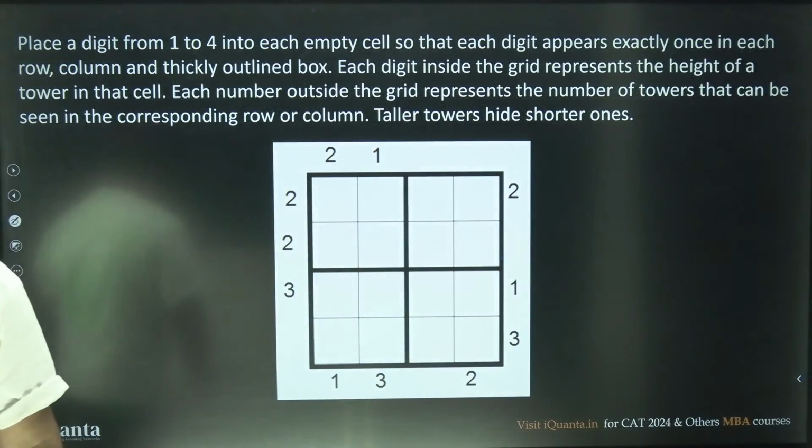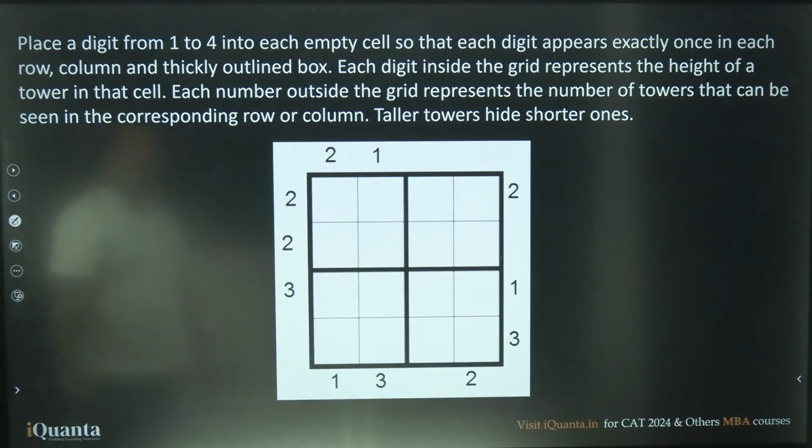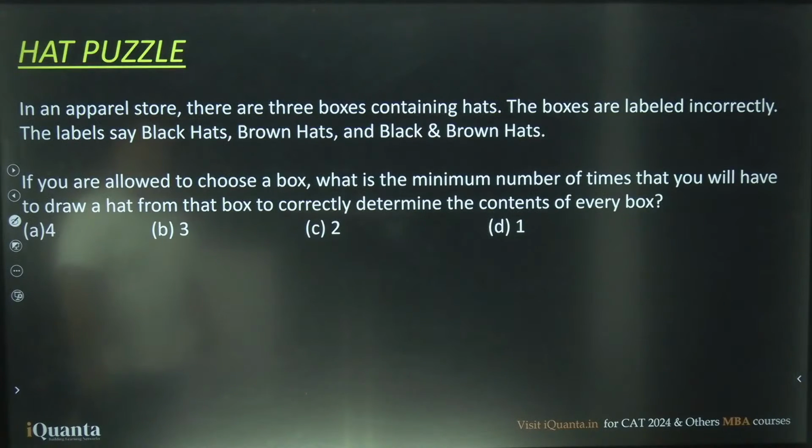Now comes the next part. Before this, I would like you to do a puzzle. This is a great puzzle, I think. In an apparel store, there are 3 boxes containing hats. The boxes are labeled incorrectly. The labels say black hats, brown hats, and black and brown hats.